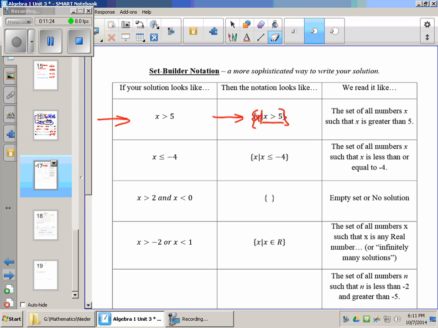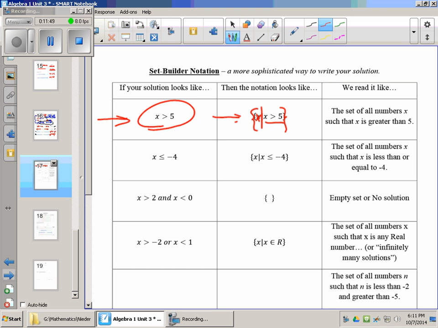So that's what that first part means. When we say the set, that's what these brackets mean. The set of all numbers x. That's that first x. All numbers x such that. The vertical line means such that in mathematics. x is greater than 5, which is that next statement right there. Okay? So the set of all numbers x such that x is greater than 5. I know you're probably thinking, why would we write that?